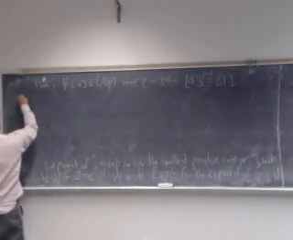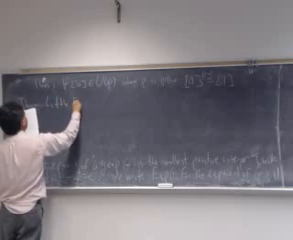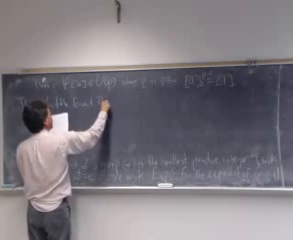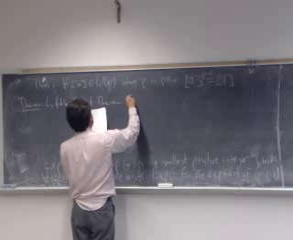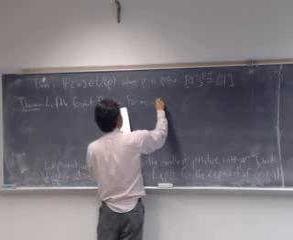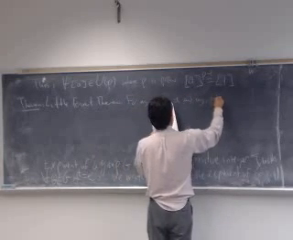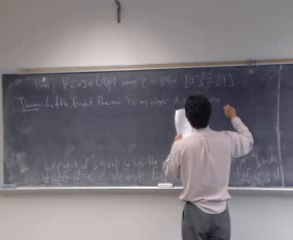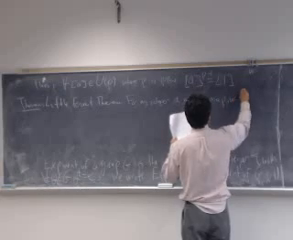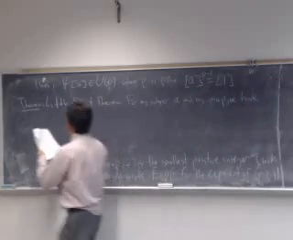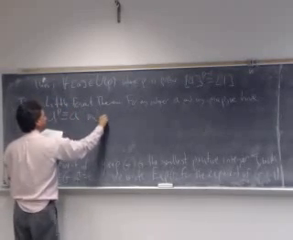So the first of the three theorems is little Fermat's theorem. This is for any integer a and any prime p, we have a to the p is congruent to a mod p.